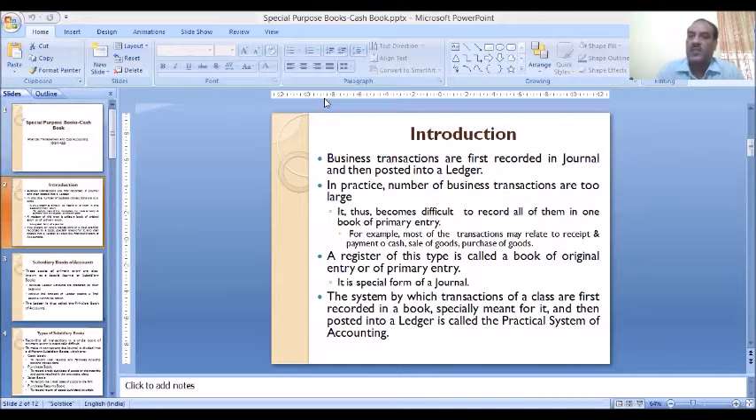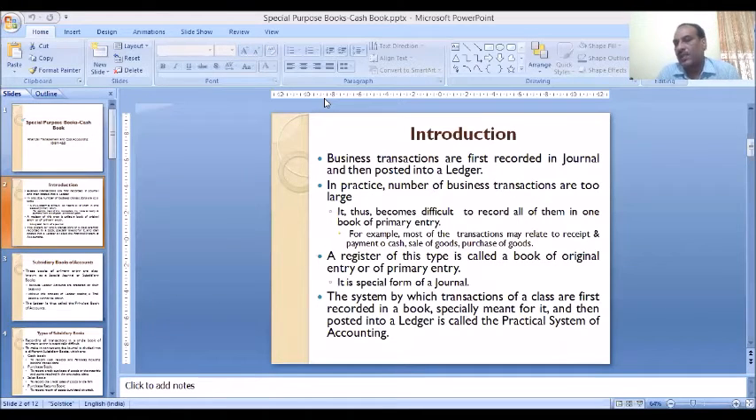Business, as you know, business transactions are first recorded in the journal and then posted into a ledger. When we go for any kind of transaction, we record those transactions in the journal, and then after journalizing, we record those into the ledger. So in practice, the number of business transactions is too large.